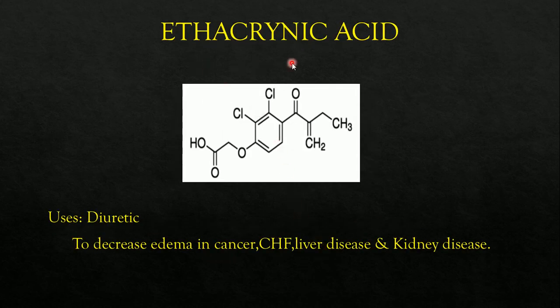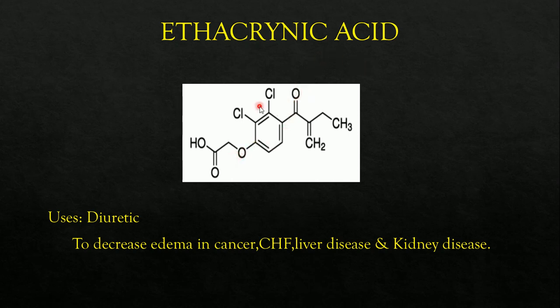Next structure is ethacrynic acid. Ethacrynic acid is also a loop diuretic. It contains eth, which indicates ethyl group is present, and acry, which indicates acrylic group is present. CH double bond CH2 is called acrylic group. CH3 CH2 is called ethyl group. So together these two groups are attached, that's why the clue is ethacrynic acid.